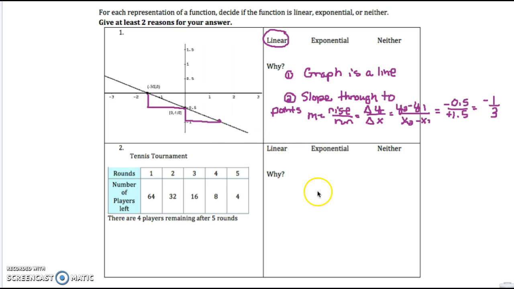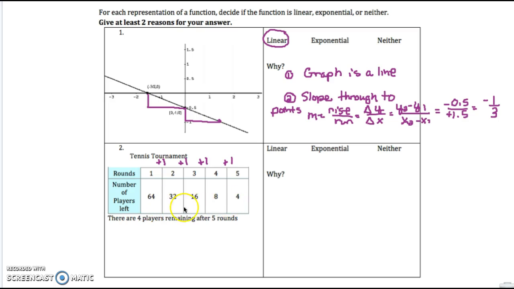So, number 2. Looking at my table, Miss Baker, we love tables. We're going +1, +1, +1, +1. But 64 minus 32 is going to give me 32. 32 minus 32 is going to give me 0. So subtracting is not my pattern.